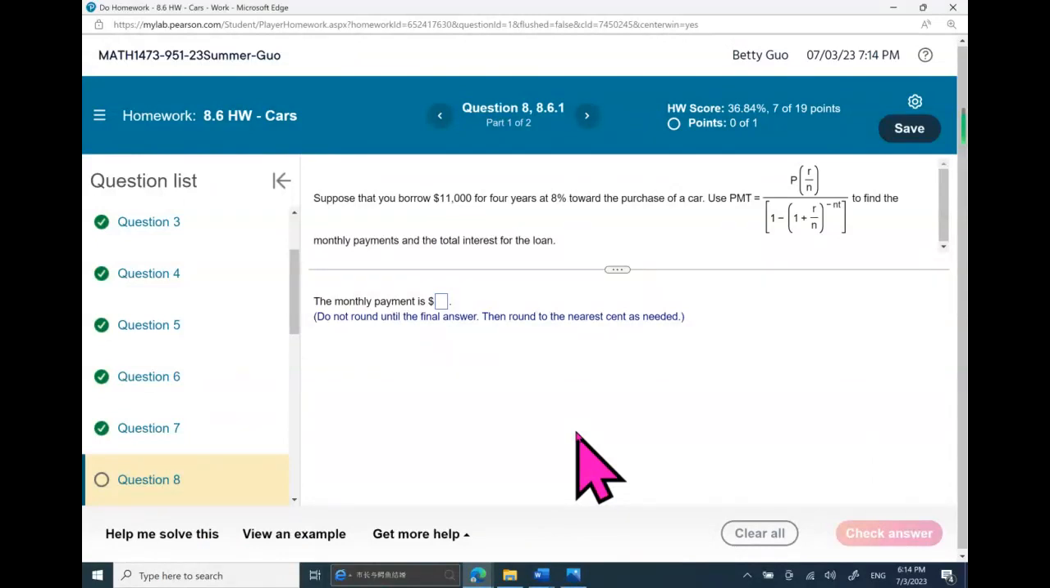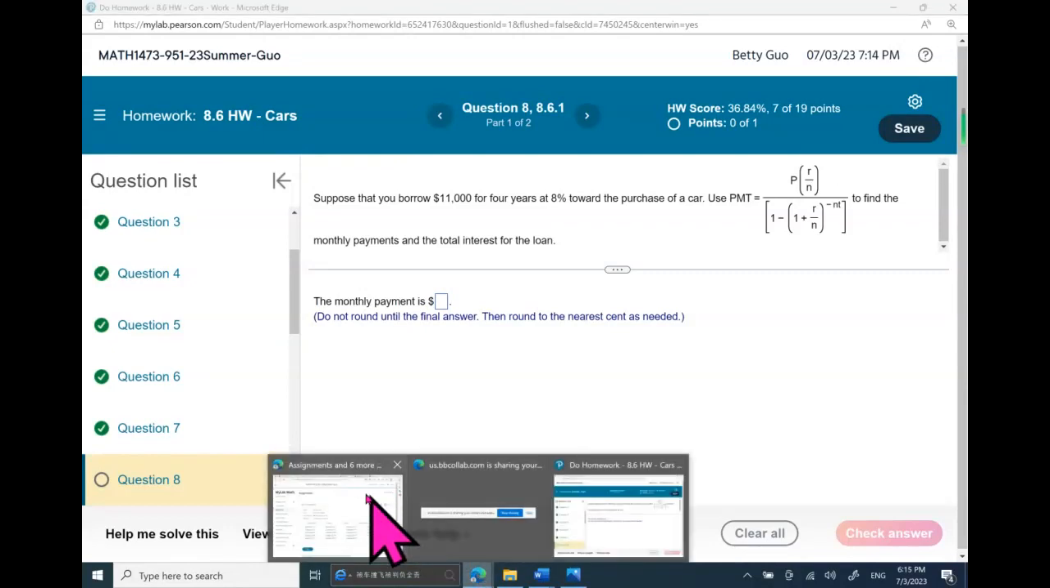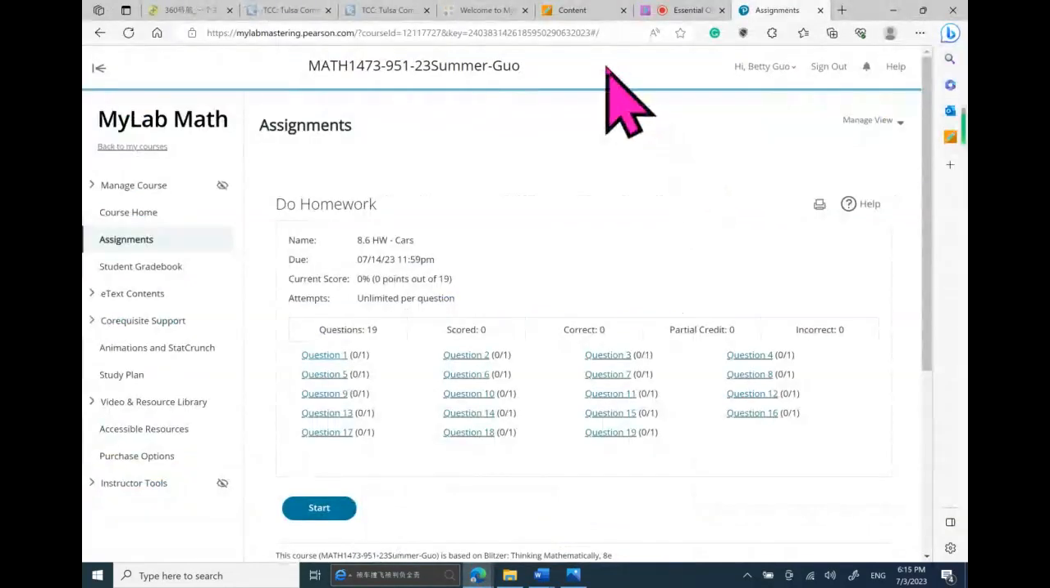What kind of loan is this? I took a picture on my phone, so later when I switch to the calculator, I still have the information. The loan amount is 11,000, 4 years, 8%. Yeah, that's the information. Okay, I'm going to switch to my calculator.